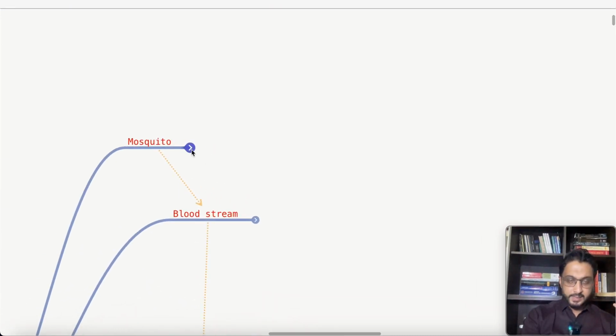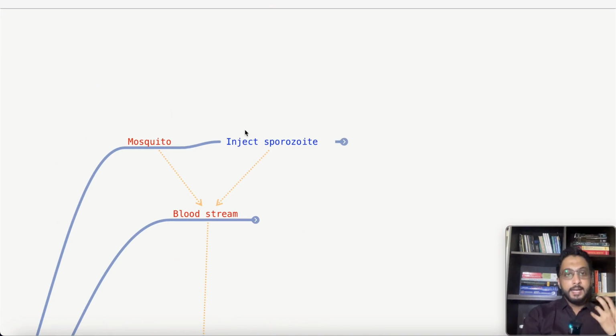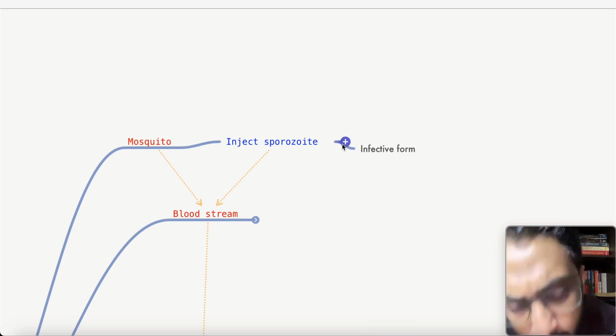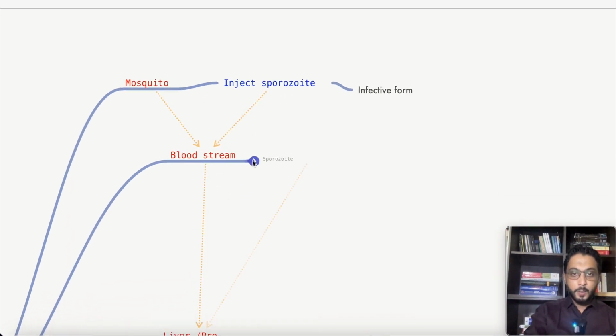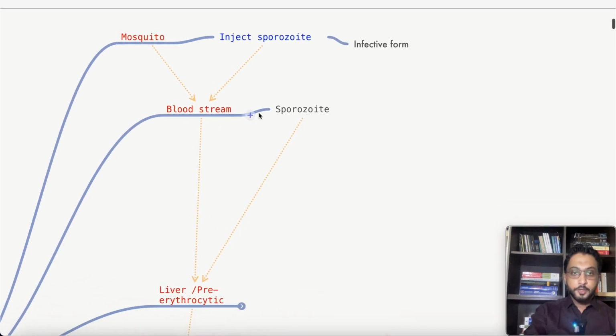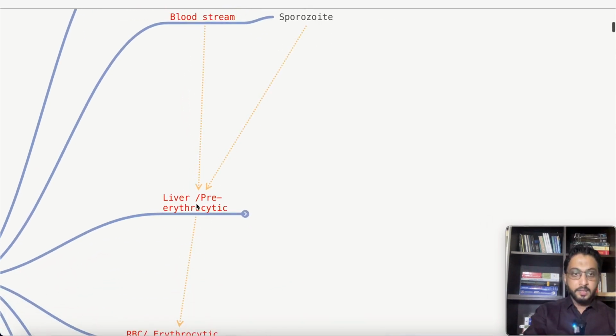Now what happens here exactly? When a mosquito bites the human, it injects what is known as a sporozoite. You can get a question like this: the infective form of the plasmodium is the sporozoite, because that is what the mosquito injects. That sporozoite enters the bloodstream because the mosquito has bitten. In the bloodstream the sporozoite circulates and reaches the liver, as I told you already, and begins the pre-erythrocytic stage, that is, the liver stage.